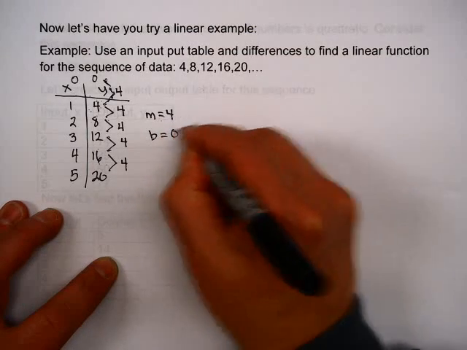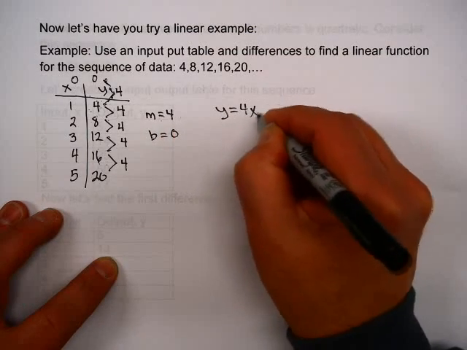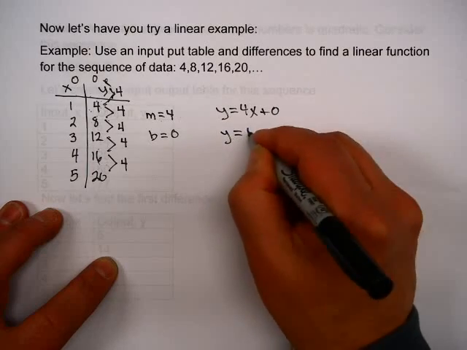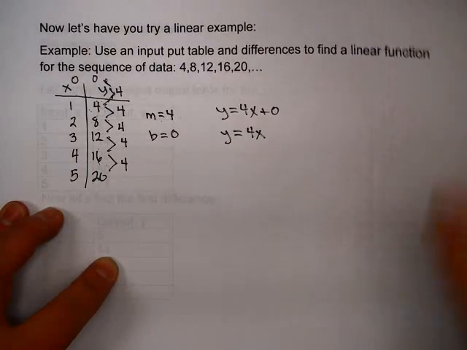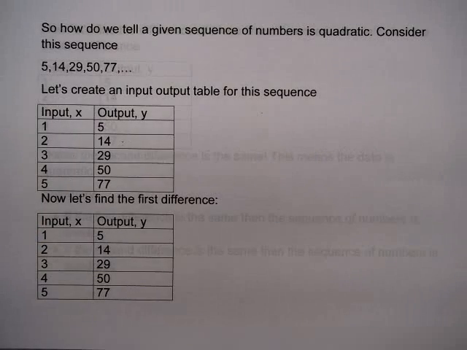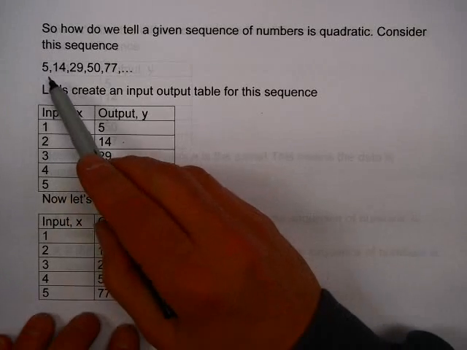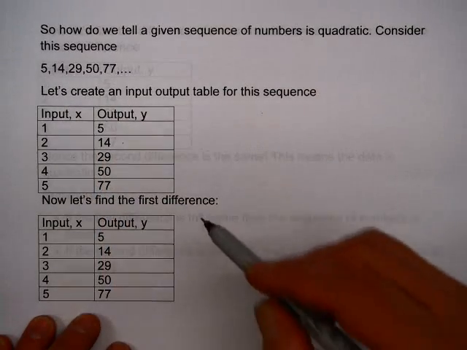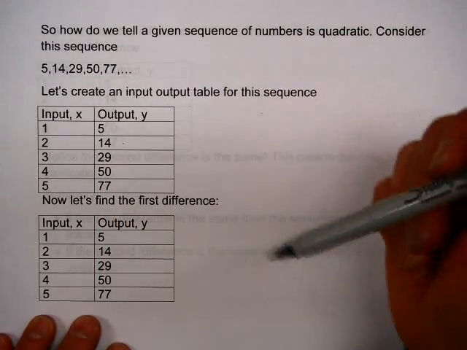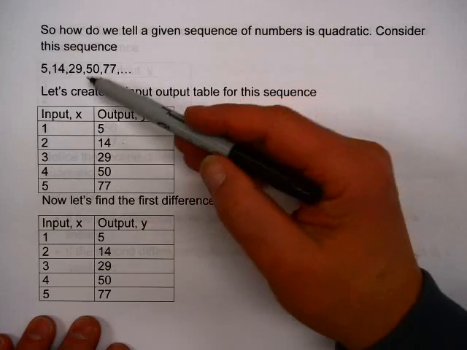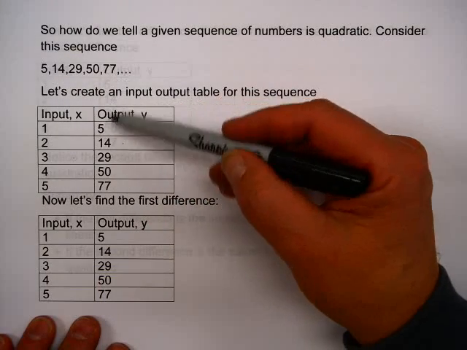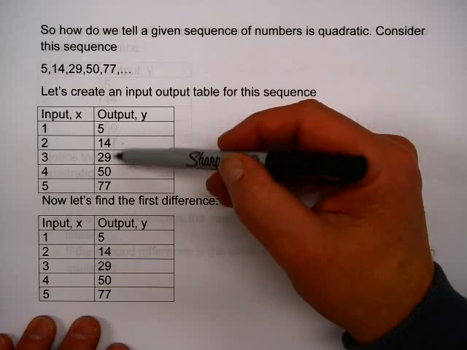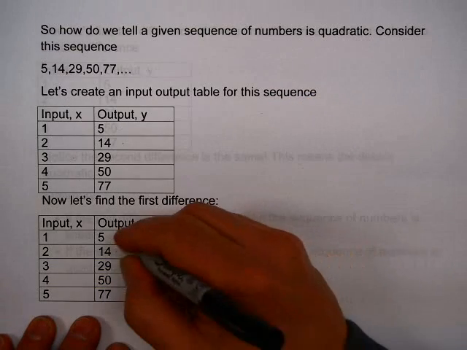So b is 0, so y equals 4x plus 0, or just y equals 4x. Now what about quadratic? Quadratic functions are similar to linear in that you are given a set of data, like in this case, 5, 14, 29, 50, 77. And I can create an input-output table for this by making my inputs 1 through 5 again, because there are 5 data points, and my outputs 5, 14, 29, 50, and 77.